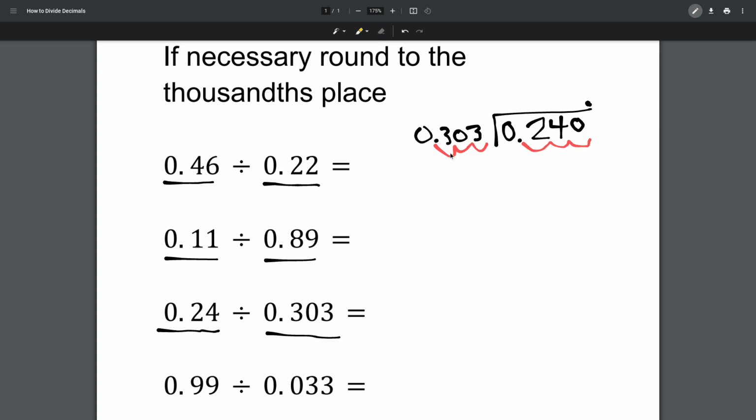Okay, so does 303 go into 240? No, it goes in 0 times. So there's going to be 0 point something. We'll add another 0 here. Does it go into 2400? Yes. Let's see. So 8 times 300 is 2400. So we'd have to do 7. So 7 times 300 is 2100 plus 7 times 3 is 21. So we've got 2121.